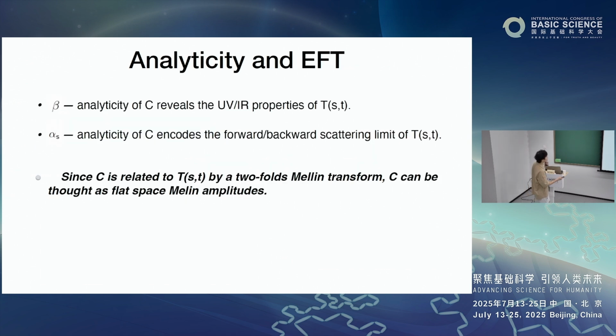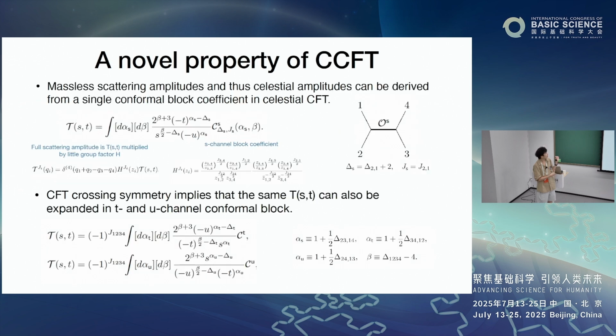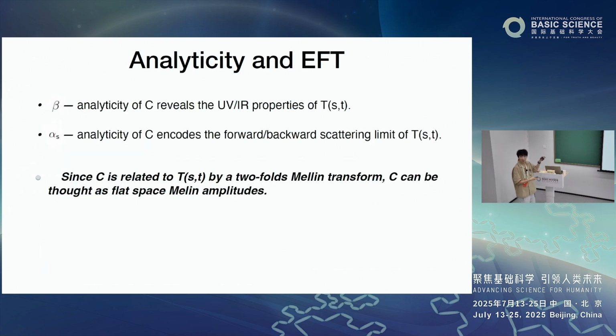And this one, since C is related to T by a two-fold Mellin transform, C can be thought of as a flat-space Mellin amplitude. And one future direction I want to mention is, we know now there is so much work on the Mellin bootstrap to bootstrap the Mellin amplitude in AdS. Now we have a similar object, the C, which is also related to T by a Mellin transform. So it's natural for us to develop a similar tool like the Mellin bootstrap to bootstrap the C and then get the flat space amplitude. Yeah, this is what we want to explore further.